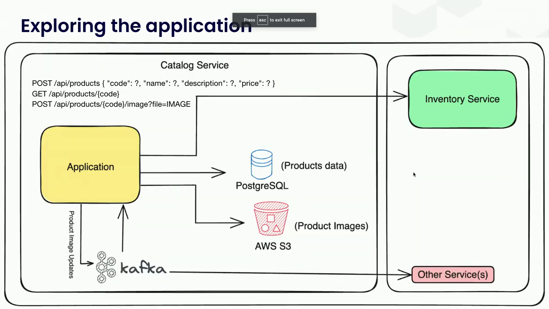So this is the application that I will show right now. This is just a simple thing. I have Kafka, I have Postgres, I have an AWS bucket where I put product images. The application can give products, can add products, and can update a product image that will be stored in the bucket. So there are three endpoints: post product, get product, and update an image.